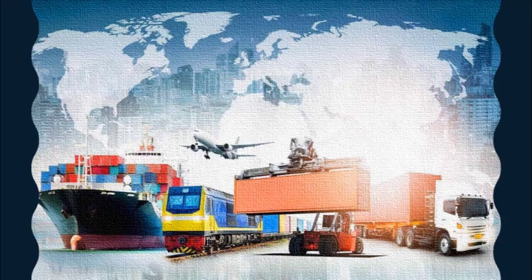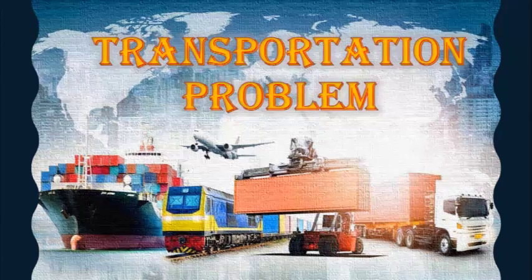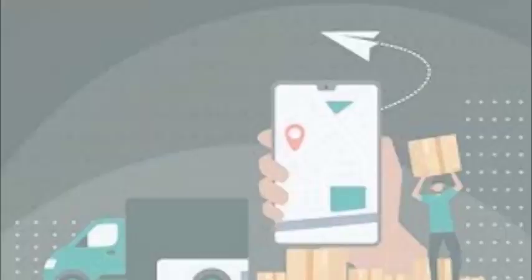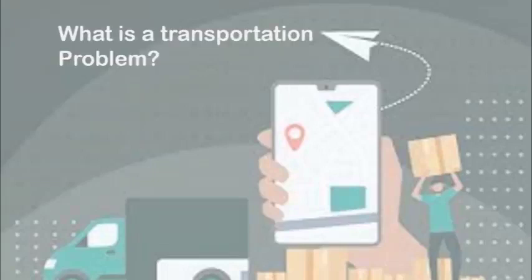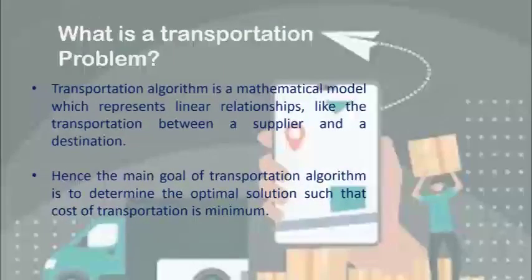Finally, we are going to discuss how optimization is used to minimize the cost of transportation. The transportation algorithm is a mathematical model which represents linear relationships, like transportation between a supplier and a destination. Hence, the main goal of the transportation algorithm is to determine the optimal solution. Simply, we are trying to transport our products for the least amount of money so we get the most profit.